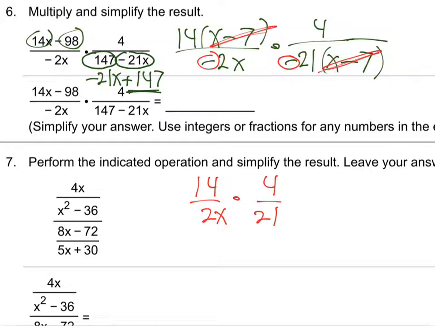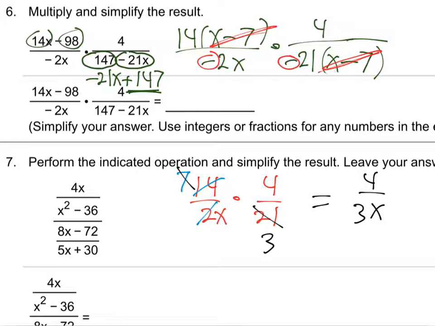So the 2, for example, you could go into 14 7 times. Or I could have gone 2 into 4. It's good either way. And now what else can we do? Anything above with anything below, like the 7 can go into 21 3 times. What's left? 4 on the top, 3x on the bottom. That's our answer.